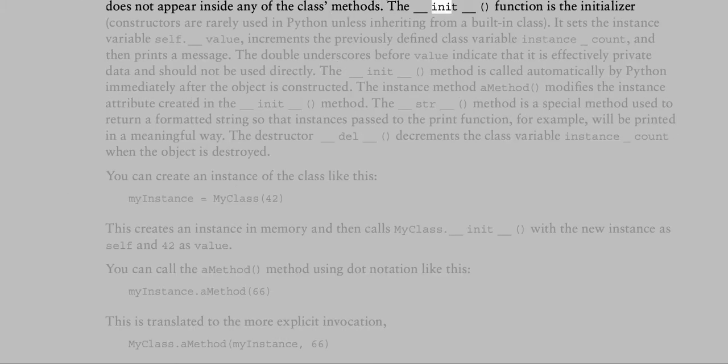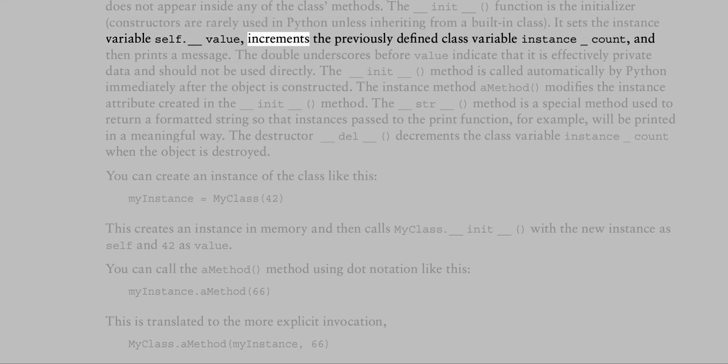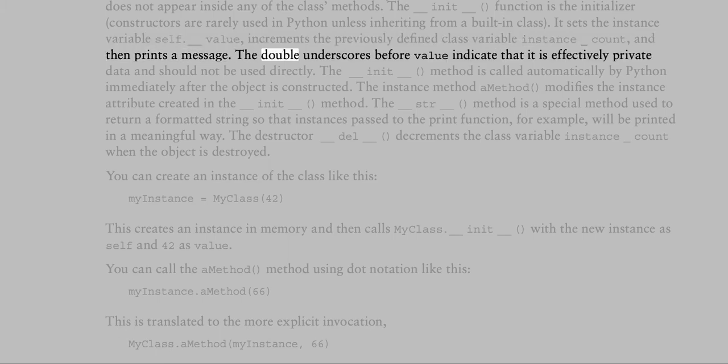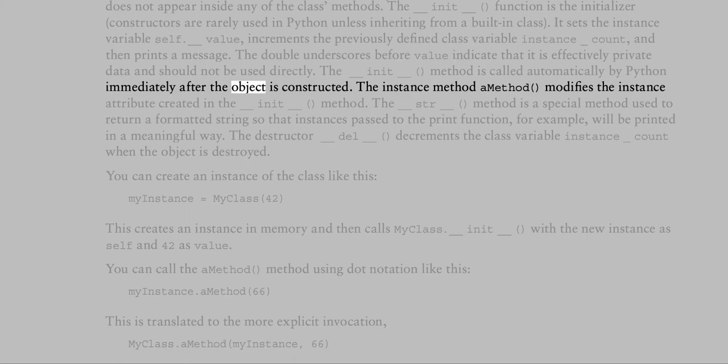The __init__ function is the initializer. Constructors are rarely used in Python unless inheriting from a built-in class. It sets the instance variable self.__value, increments the previously defined class variable instance_count, and then prints a message. The double underscores before value indicate that it is effectively private data and should not be used directly. The __init__ method is called automatically by Python immediately after the object is constructed.